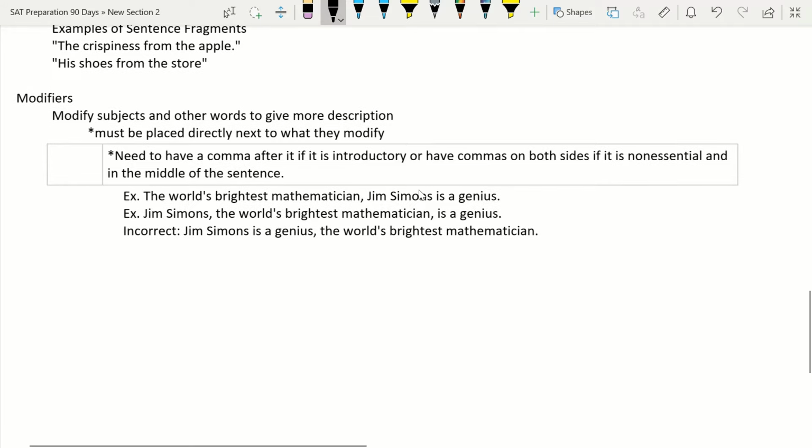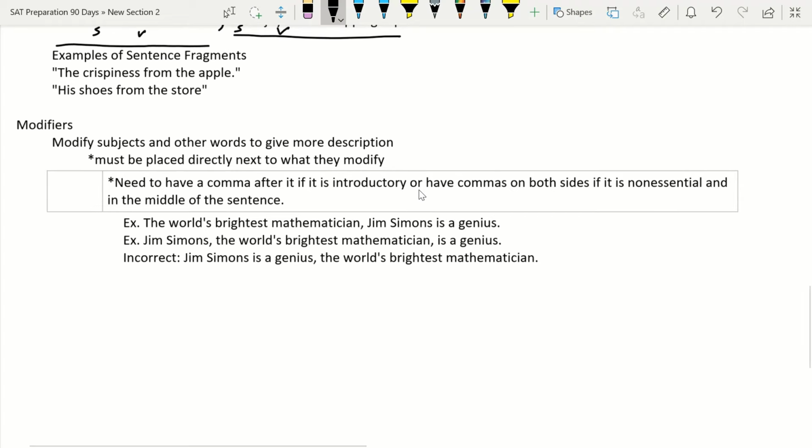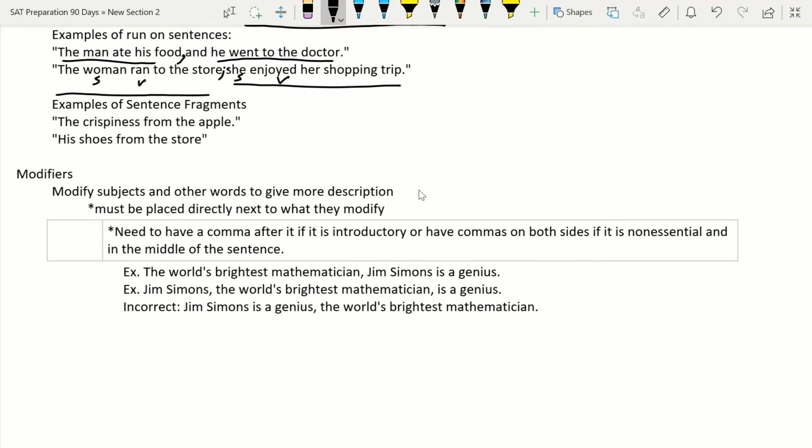All right, so examples of sentence fragments. So like I was saying, sentence fragments, they can't be their own sentences. They're not full independent clauses. They're not full thoughts. They're not full ideas, right? If you're going to have a sentence that can stand on its own, it has to be a full thought and a full idea. You have to be able to take meaning from that sentence.